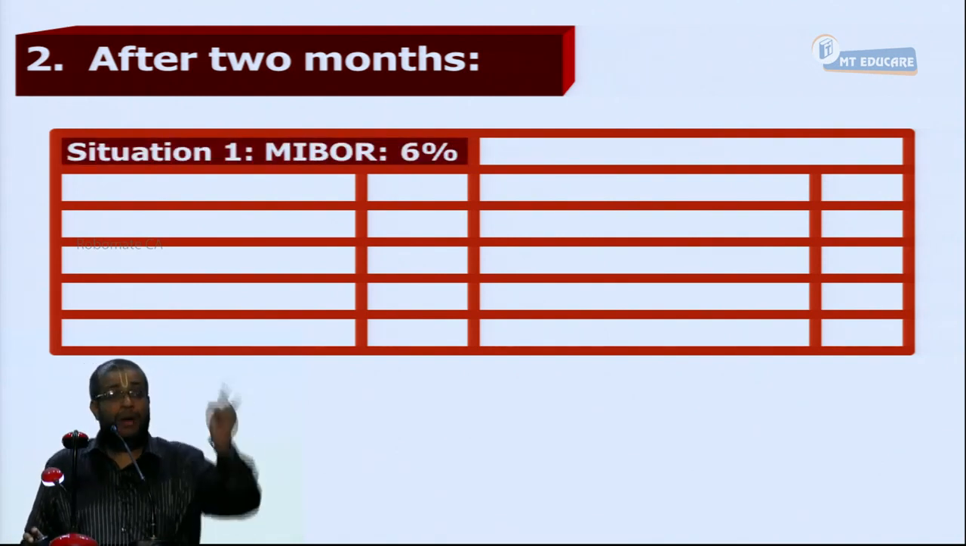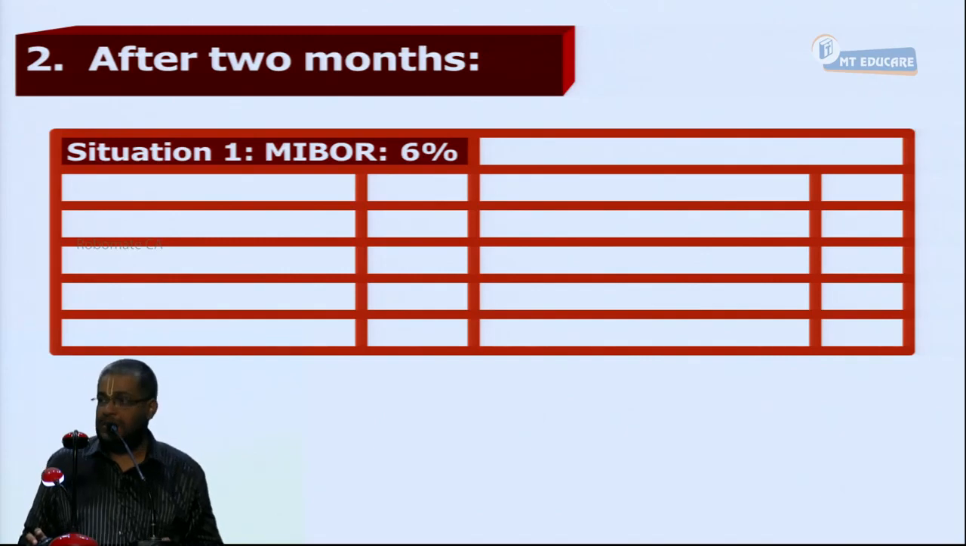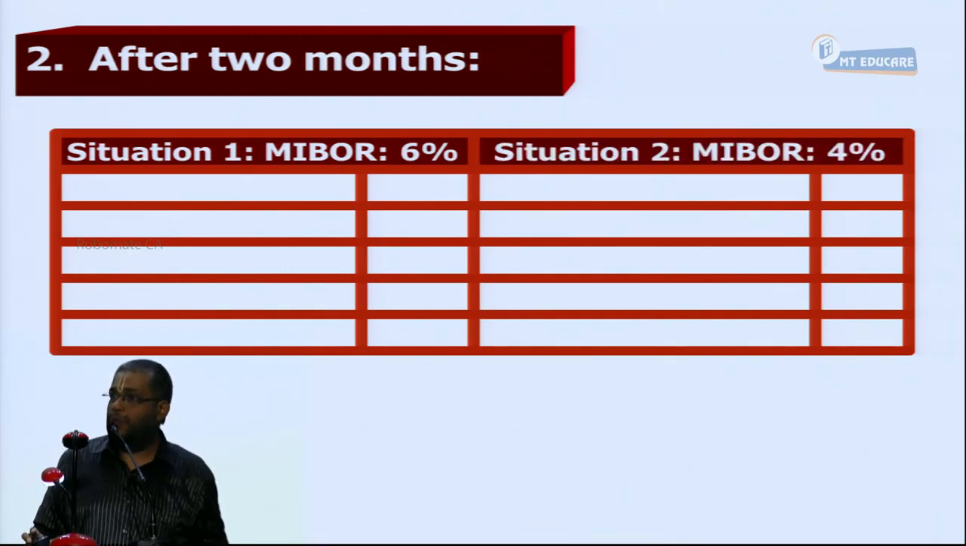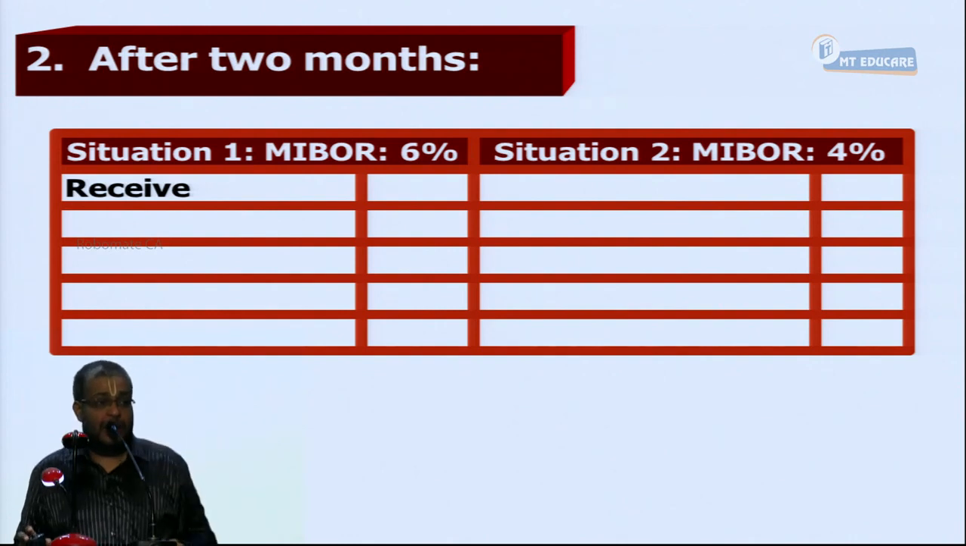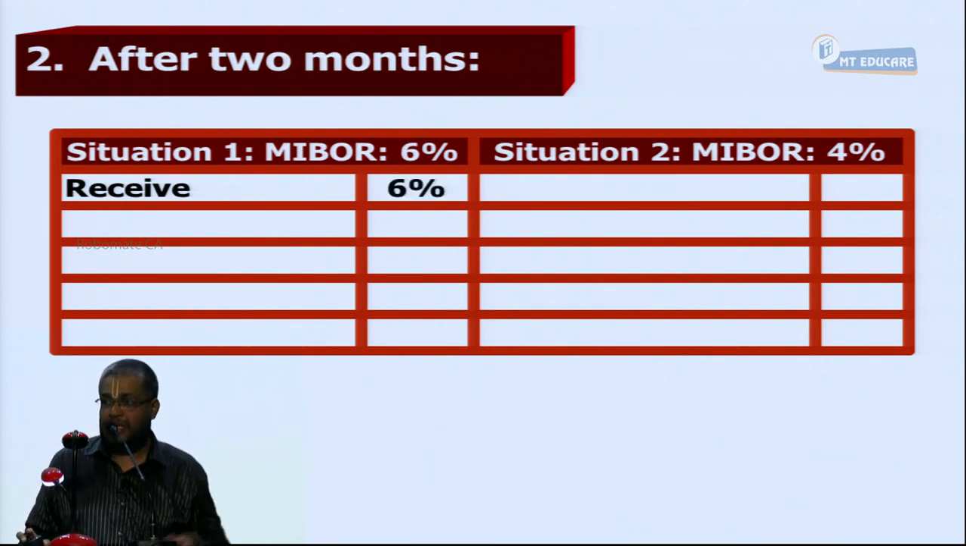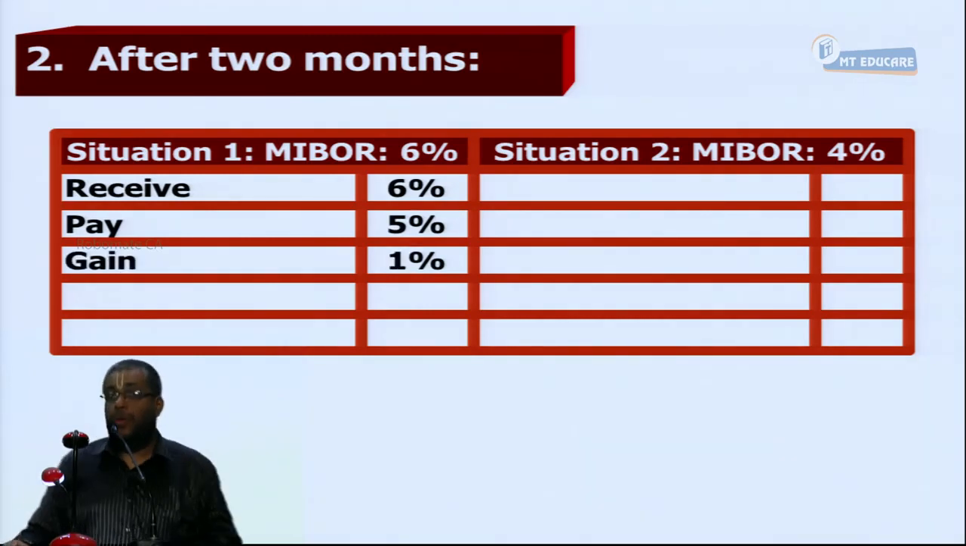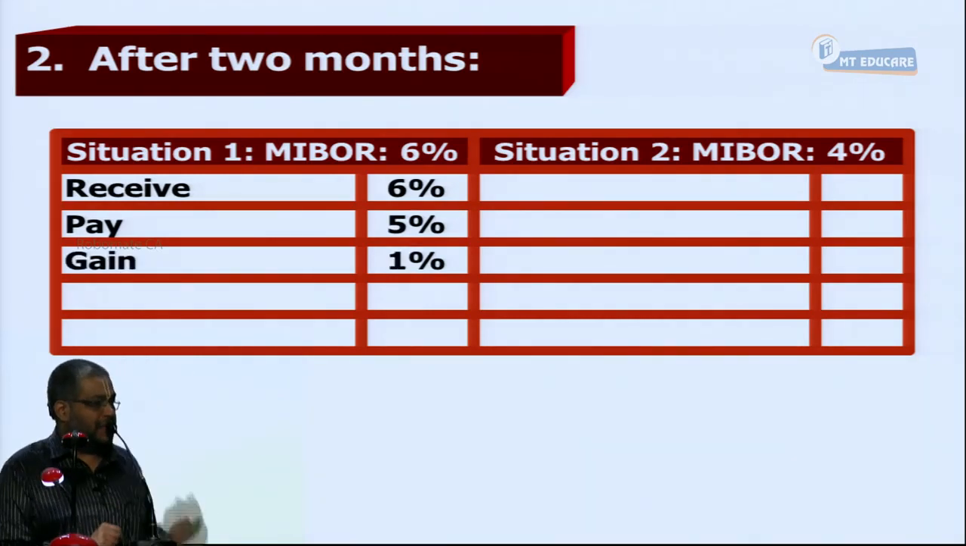Situation 1, MIBAR becomes how much percent? 6%. Or MIBAR drops to what? 4%. These are two numbers here. Okay. Now, when MIBAR is 6%, I am buying MIBAR or not? I receive 6% by paying what fixed rate? 5%. How much I gain? In the forward rate agreement, I gain 1%.